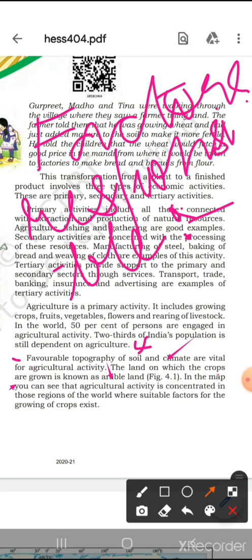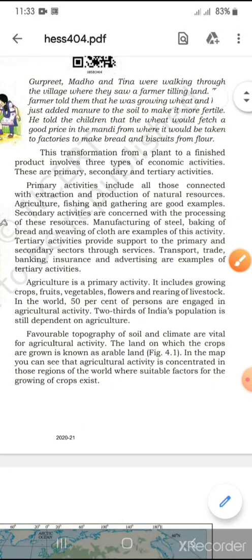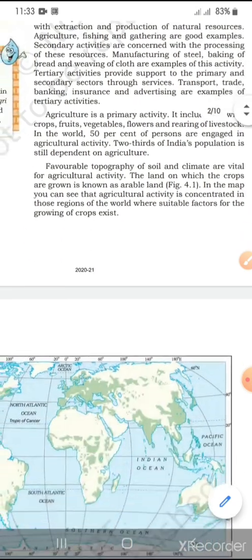And what is arable land, children? Arable land is land that is compatible for growing different kinds of crops. It can be anything: fruits, vegetables, flowers, etc. So arable land means land which is compatible for cultivation.